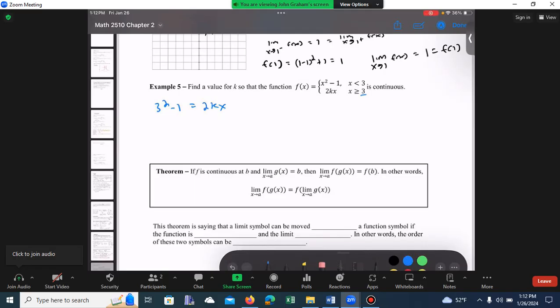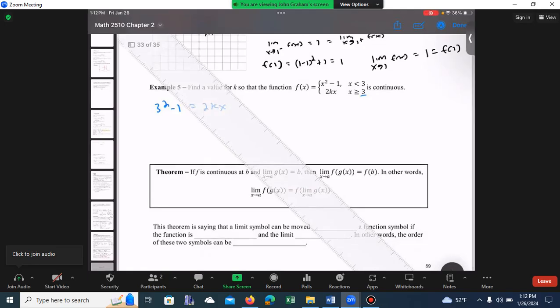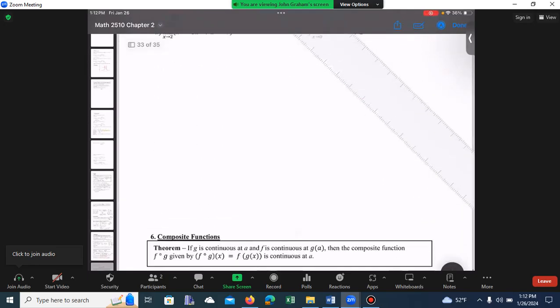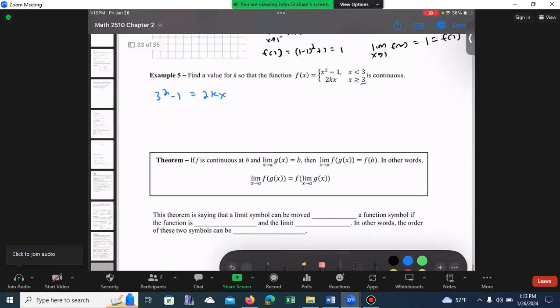But at those points of 3, these two have to be the same. Right, so that x should also be a 3. So we can solve this for k. So we get 9 minus 1 equals 6k. 8 equals 6k, so k equals 8 over 6, or 4 over 3.